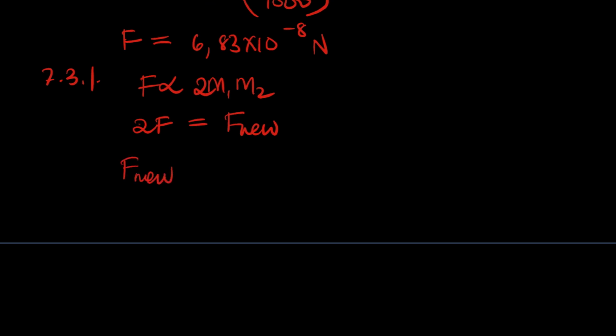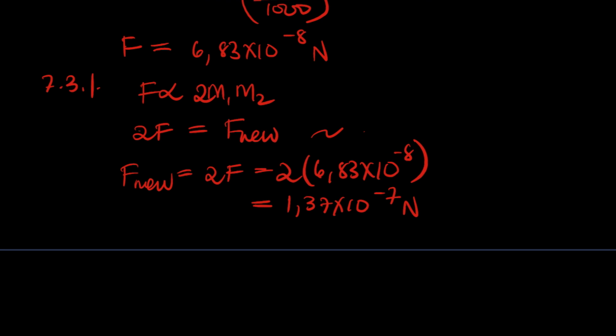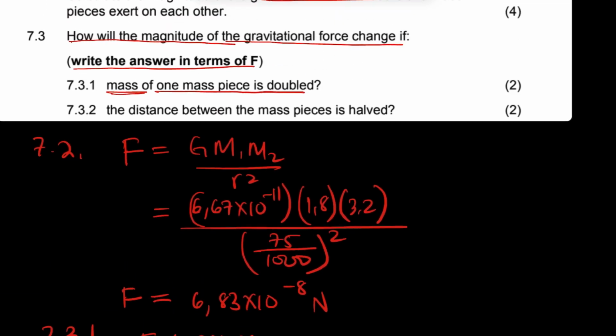So the new force here is going to be 2F, which is 2 times 6.83 times 10 to the power negative 8. You multiply by 2, so your answer will be 1.36, let's say 1.37 times 10 to the power negative 7 newtons. So the new force is 2 times bigger. Now it says what will be the new force if the distance between the masses is halved.